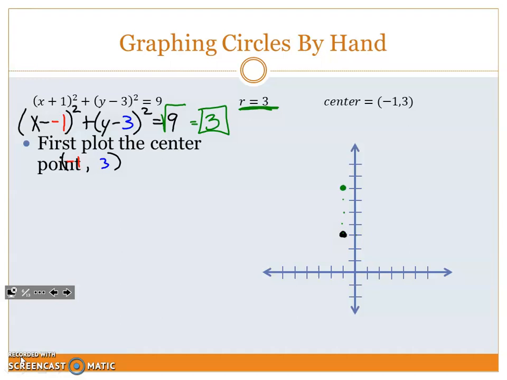I'm going to move to the right 4. I'm going to move to the left 4. And I'm going to move down 4. Okay? And once I have my 4 points, I'm going to draw my circle.